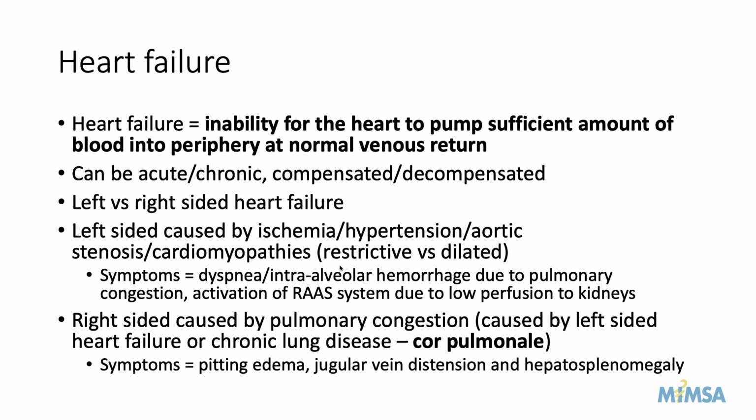And then right-sided is mainly caused by pulmonary congestion. If you think about it, the right ventricle has to push blood into the lungs. If the pulmonary artery and circulation is all congested with blood, it can't push blood where the pressure is already high, and the pressure keeps increasing. That means the right ventricle will not be able to push blood, and the blood will start pooling in the right side. So right-sided heart failure is basically caused by pulmonary congestion. But pulmonary congestion is usually caused by left-sided heart failure, so this is known as right-sided heart failure caused by left-sided.